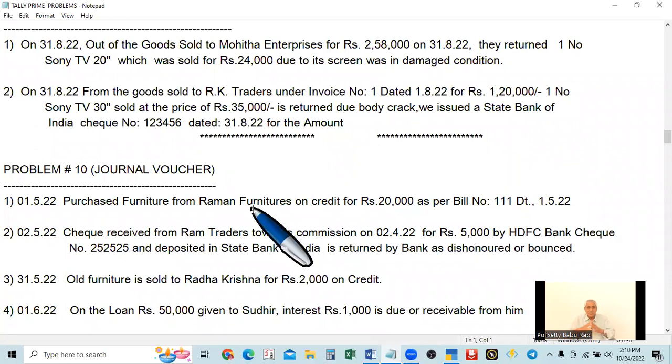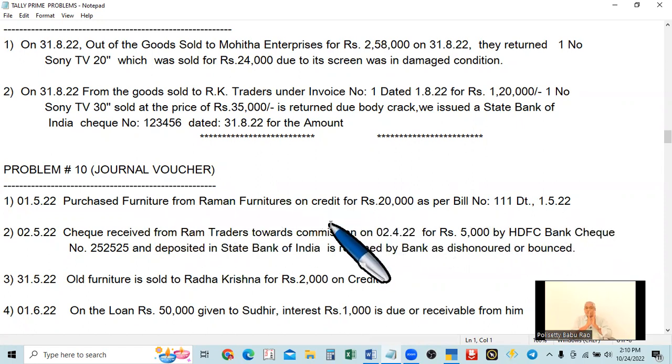Where is it to be recorded? Purchased furniture: can we record it in the purchase voucher? Purchase voucher is meant only for goods. Goods means articles or items purchased for resale, to get profit. If you purchase for use in the business and not for resale, it is called an asset. Our business is not a furniture business; if it were, they would be goods. Here, purchasing furniture from Raman Furnitures means the asset is purchased, for 20,000 rupees on credit.